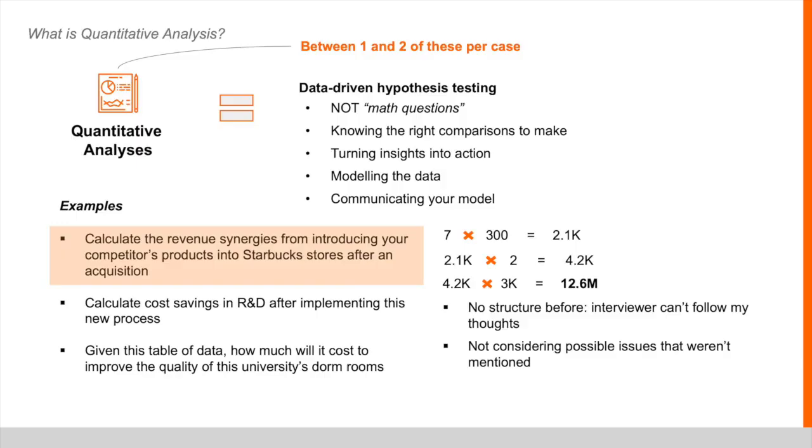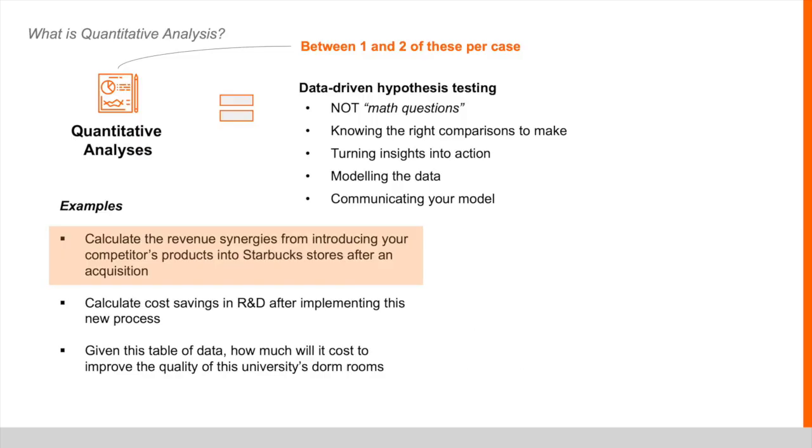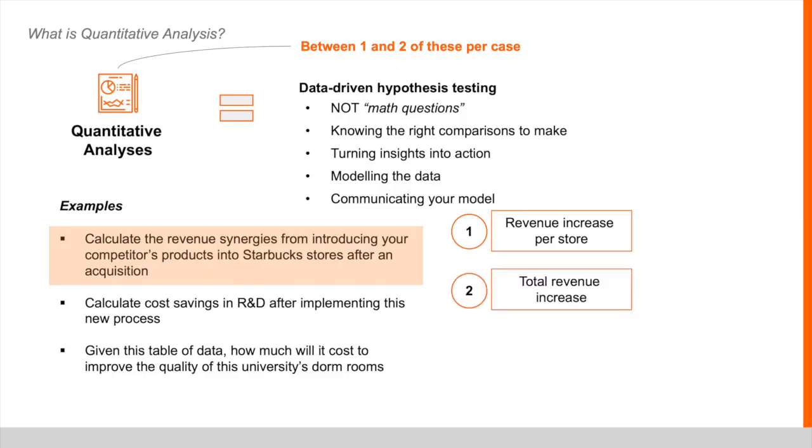Now I want you to consider this other potential answer. Let's say I tell the interviewer that I first want to find the revenues per store that we would have increased to the target's current revenues. And then I'd multiply that by the number of stores they would go in. And so that would give me the total revenue increase. And then I'd account for a cannibalization of our own products. And then I would account for a potential price increase for both our products and the target's products.